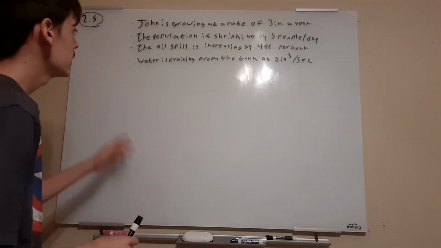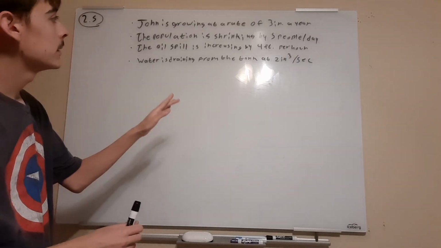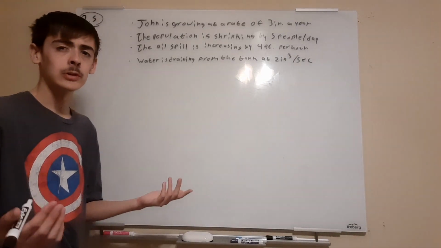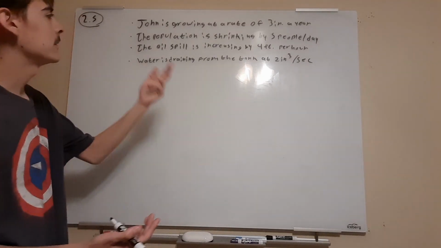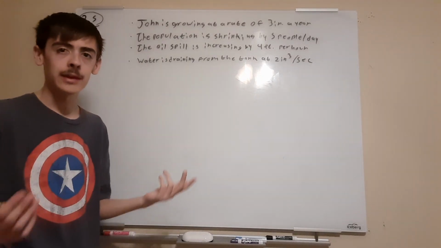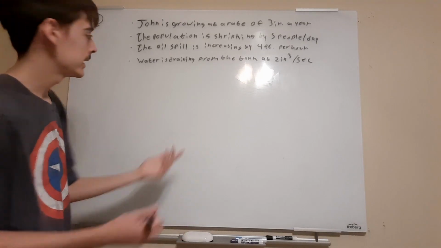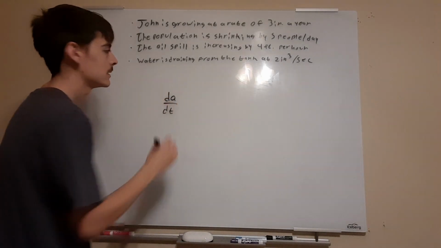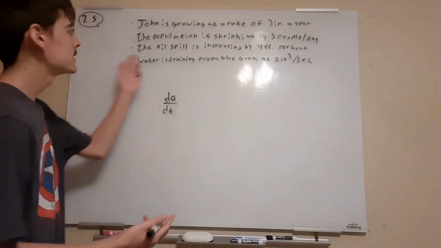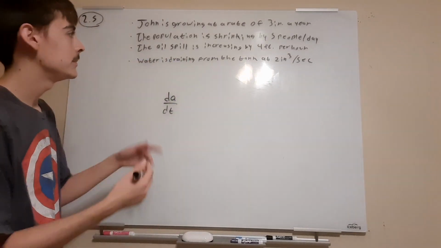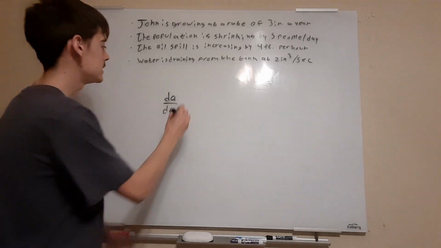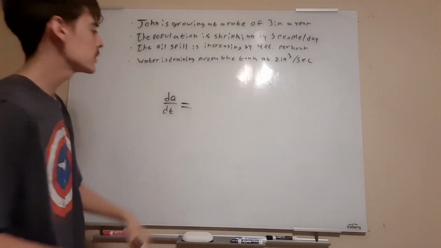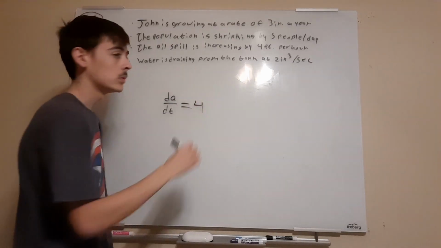Now for the next one, the oil spill is increasing by 4 feet per hour. And this one, I can't really think of a good variable that fits with this. So when you can't really think of a variable, just choose something simple. In this case, I would probably choose dA dt. It's just the first letter of the alphabet, and there's nothing really significant in the problem to give us a letter. So dA dt would equal 4, since it says the spill is increasing by 4 feet per hour.